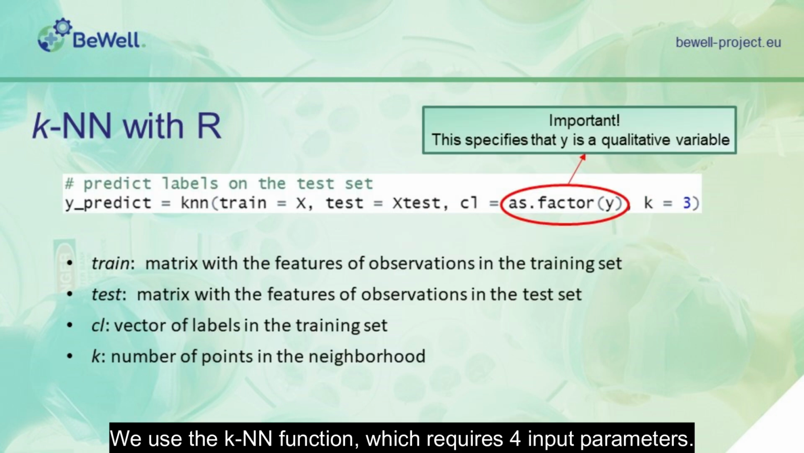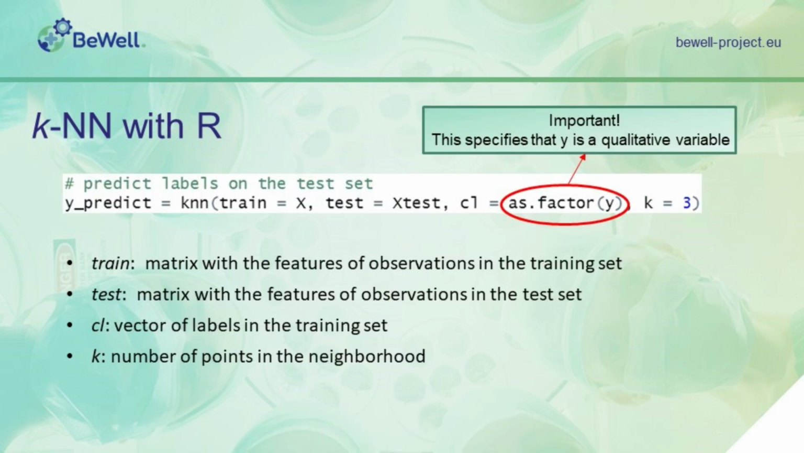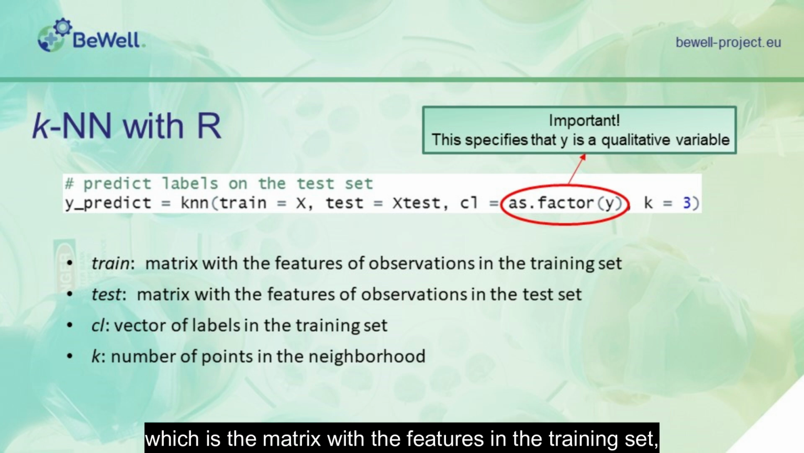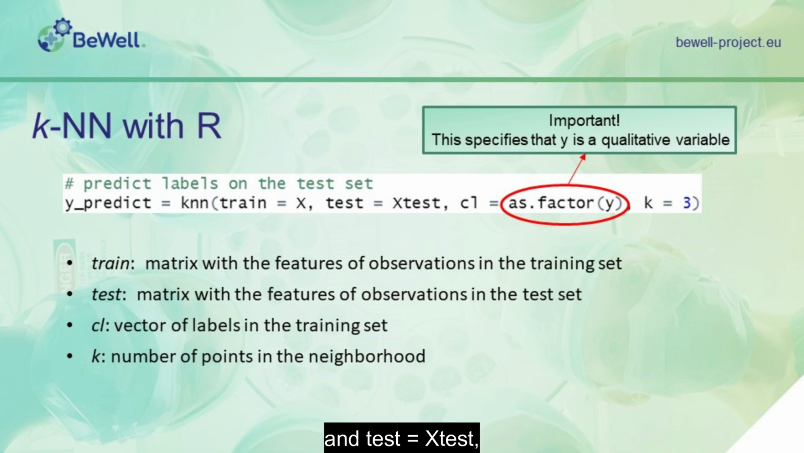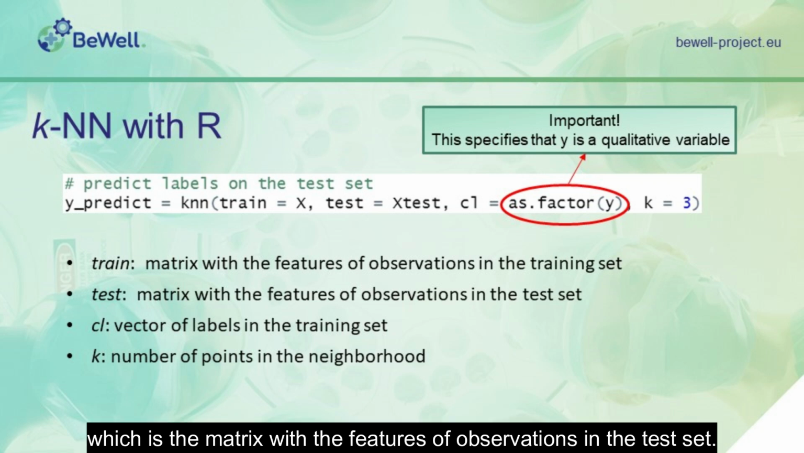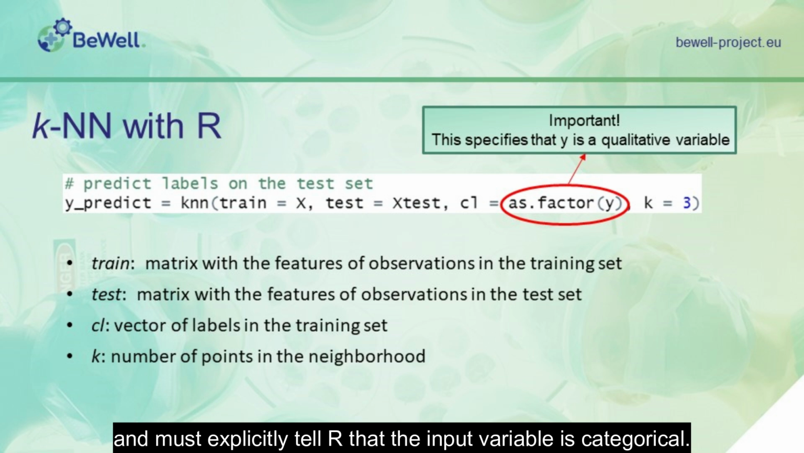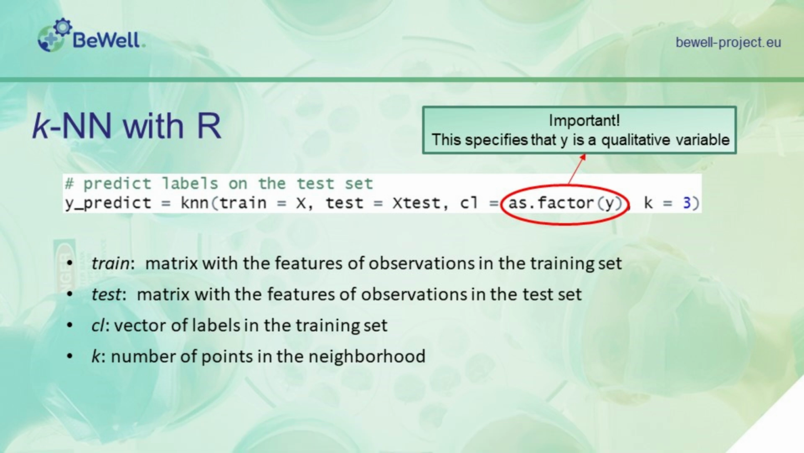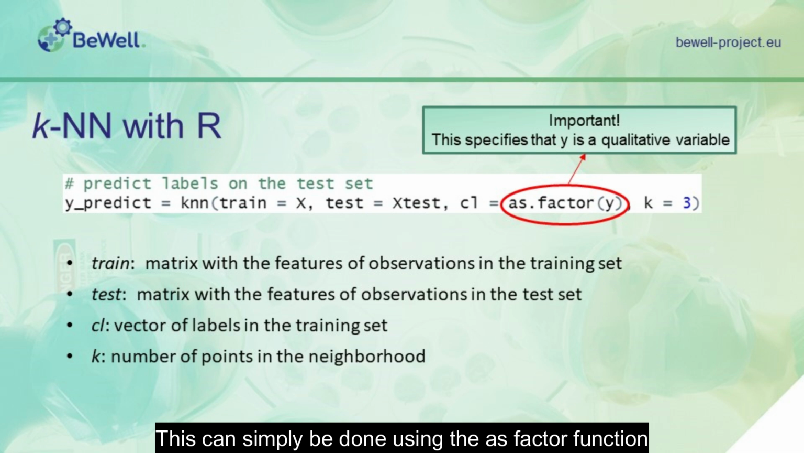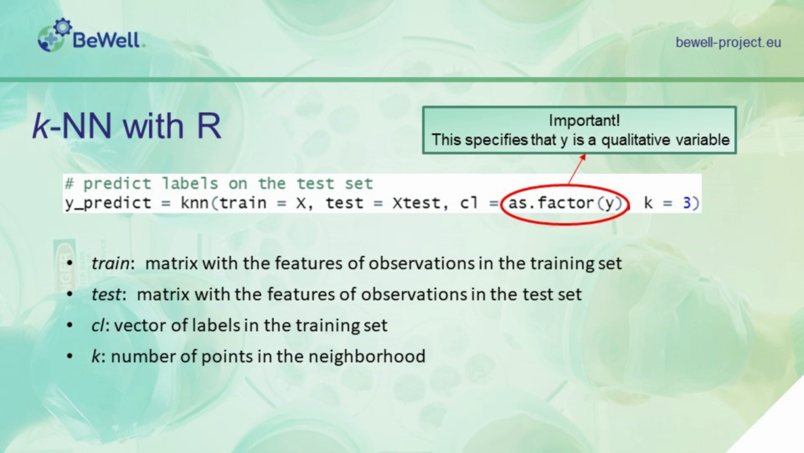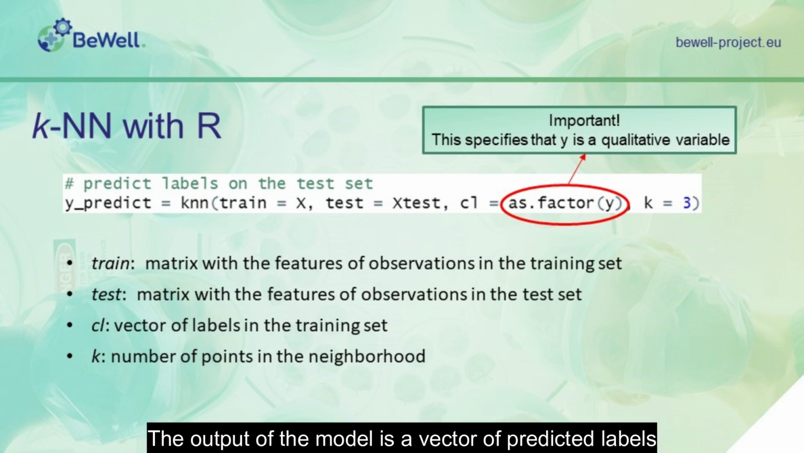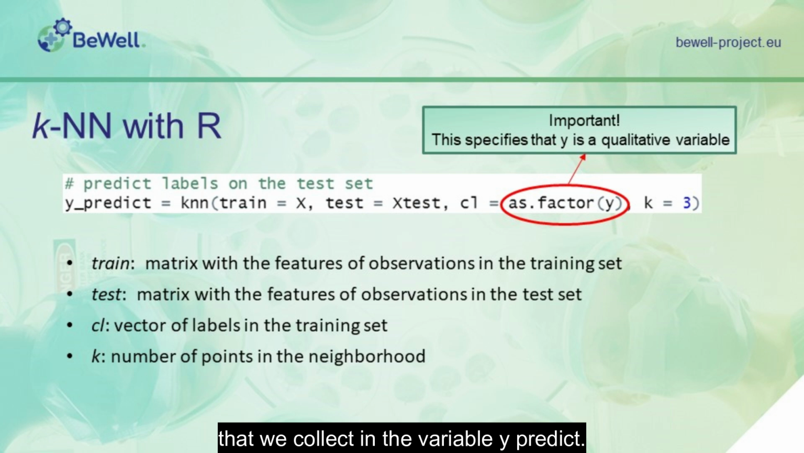We use the knn function, which requires 4 input parameters. We set train equals x, which is the matrix with the features in the training set, and test equals xtest, which is the matrix with the features of observations in the test set. The third argument, cl, requires the vector of true labels in the training set, and we must explicitly tell R that the input variable is categorical. This can simply be done using the as.factor function on the vector y. The last input is the number of points to include in each neighborhood. The output of the model is a vector of predicted labels that we collect in the variable yPredict.